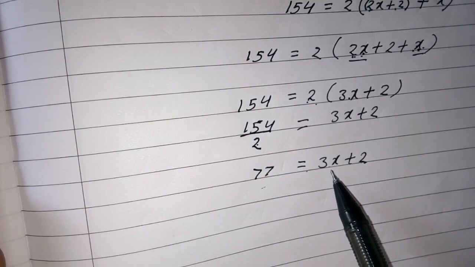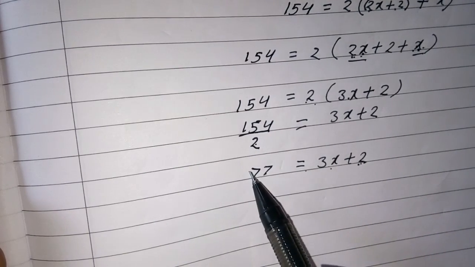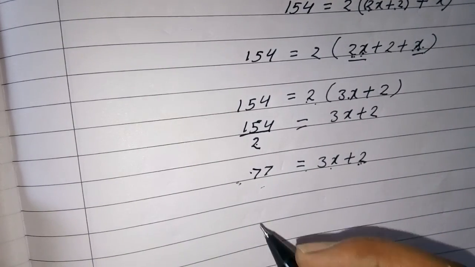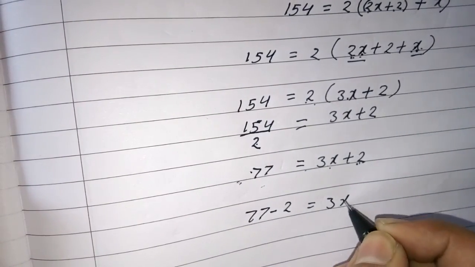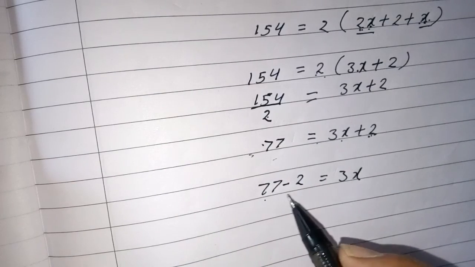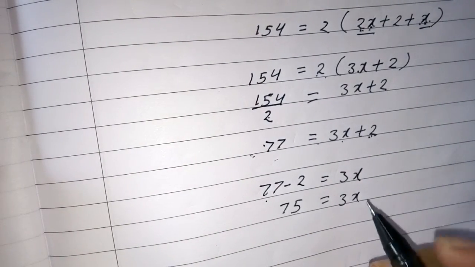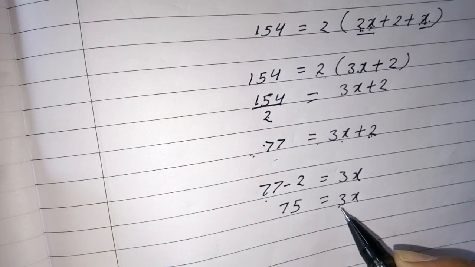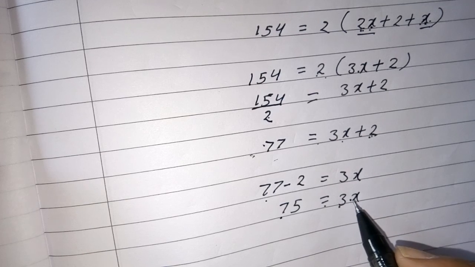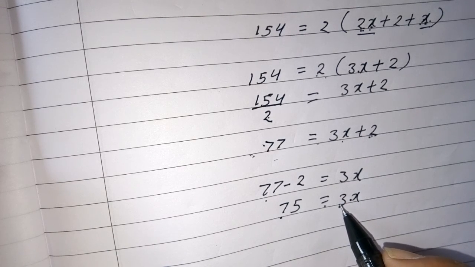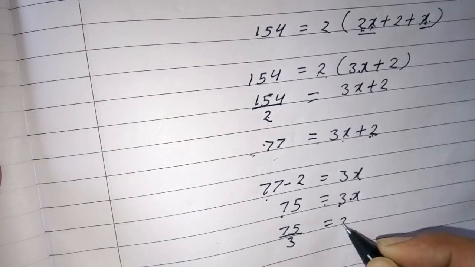Here we have to find the value of x. So first we will transfer plus 2 to the LHS side. So plus 2 becomes minus 2. So 77 minus 2 equal 3x. 77 minus 2, 75 equal 3x. Now we will transfer 3 to the left hand side. 3 is in the product form with the variable x. So the transformation of 3 is division. So 75 upon 3 equal x.